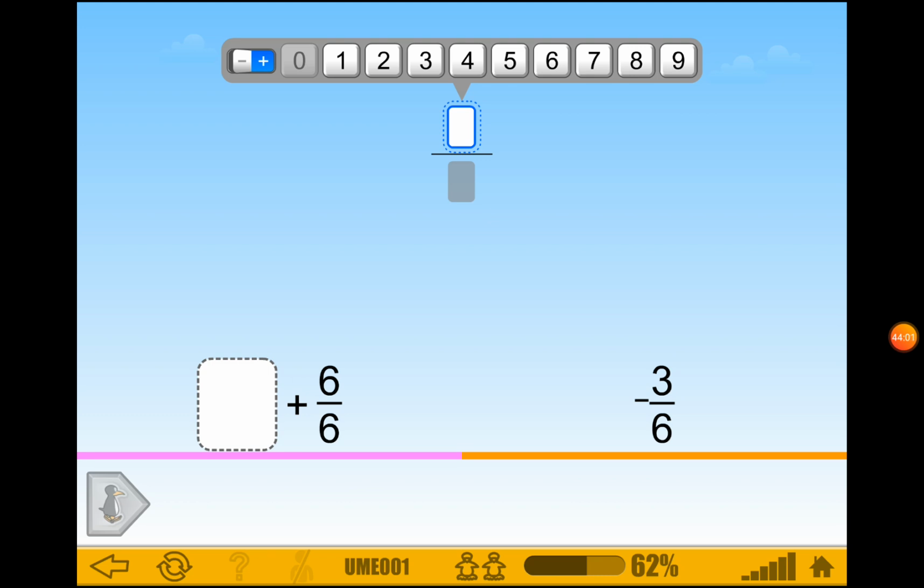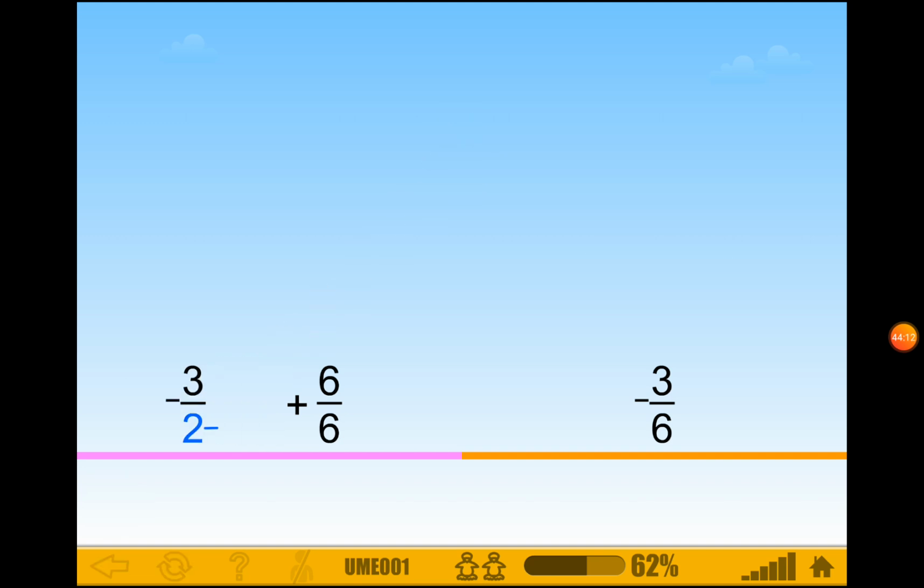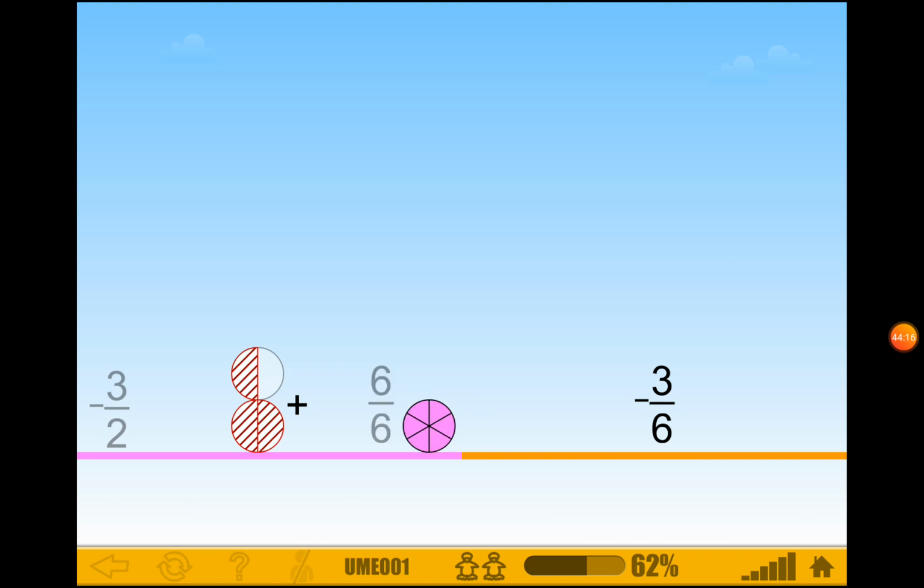so minus half minus 1 would be minus 3 over 2, I think. Yep, correct, as usual.